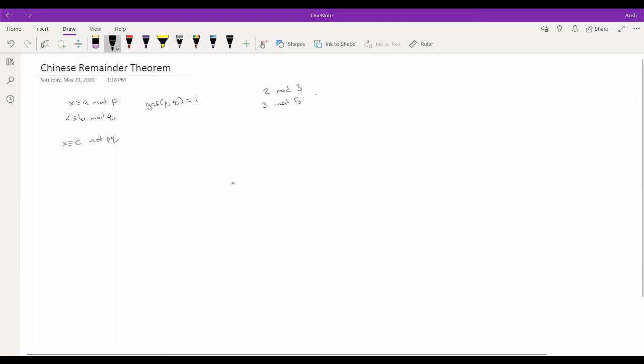The numbers that are 2 mod 3 would be 2, 5, 8, 11, 14. And the numbers that are 3 mod 5 would be 3, 8, and 13. As we can see, the only number they share in common is 8. So there's exactly one solution in mod 15 that satisfies both requirements.